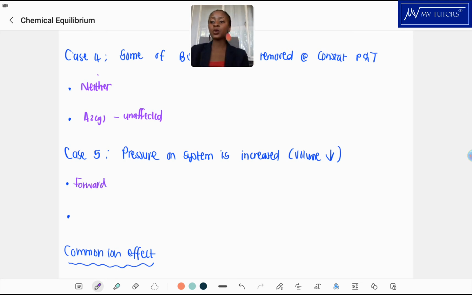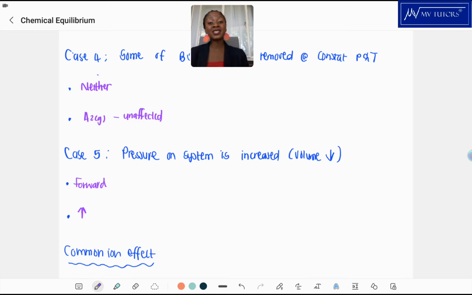And what happens to A2? If it's forward, it means it's product favored, and if it's product favored, it means that it will increase. I hope that is understood. When you answer this in an exam, you won't just say forward and put an arrow to show increase. You're going to write it out in sentences. You would say, if the pressure on the system is increased, the volume is decreased. Therefore, we look at the reaction where the least amount of moles are present.